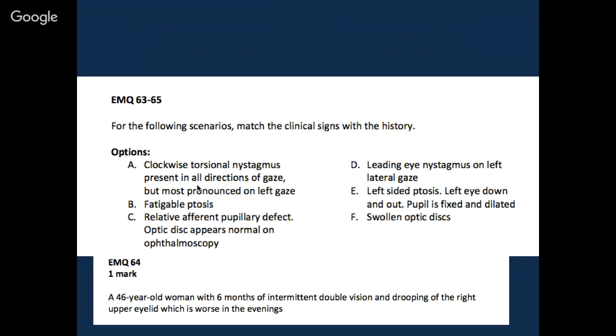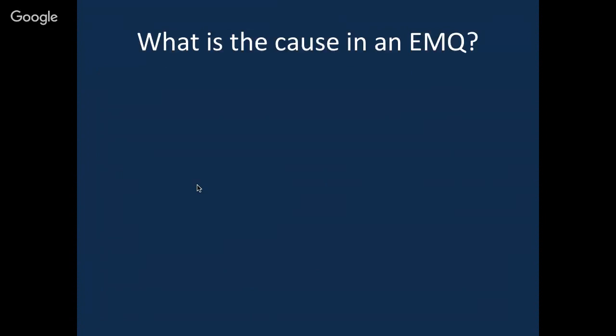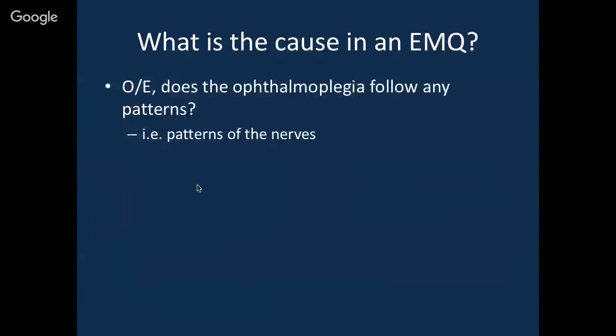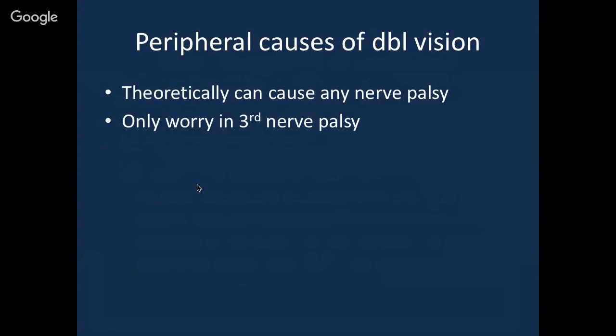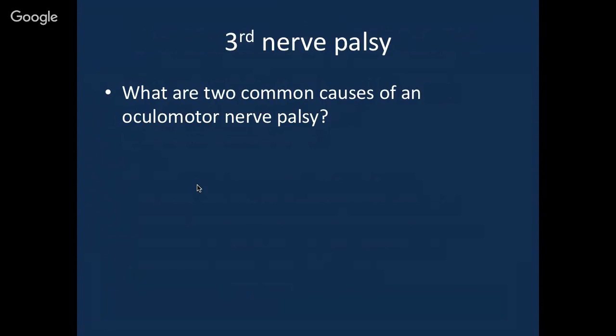So fatigue is a buzzword. Things worse in the evening is a buzzword as well for myasthenia. Myasthenia basically can cause, we'll go through, okay, third nerve, I'll go through myasthenia in a second.